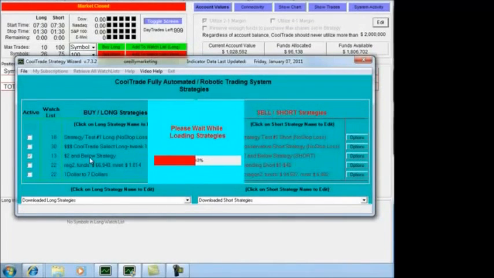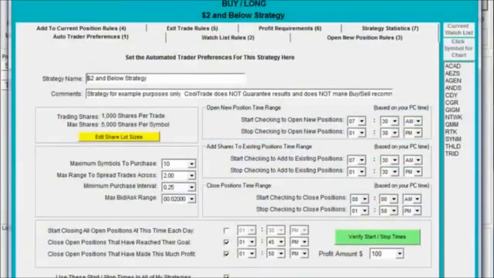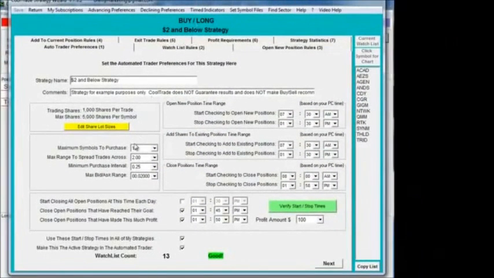So right now I'm clicking on the $2 and below strategy, and I'm going to just show you guys real quick just how simple some of these strategies can be. And this strategy right here has been supposedly pretty successful for people in the past, but you're going to see it's really simple. So it only trades stocks that are between $1 and $2. It trades 1,000 shares at a time, and it'll only trade up to 5,000 shares per symbol, and we add on 10% drops.